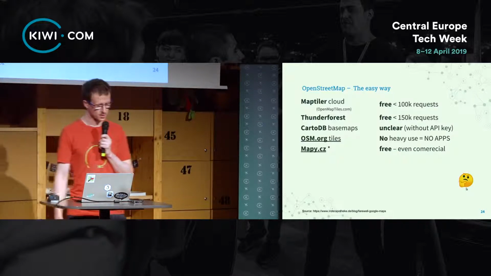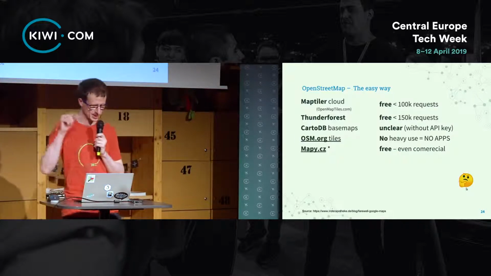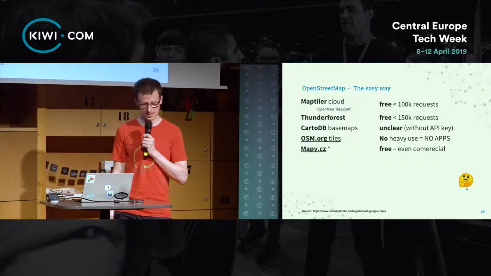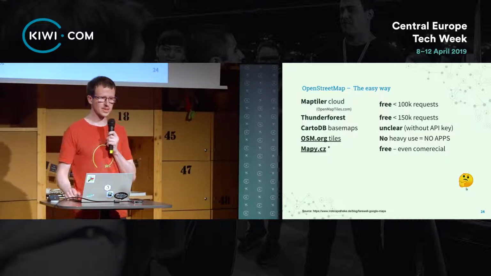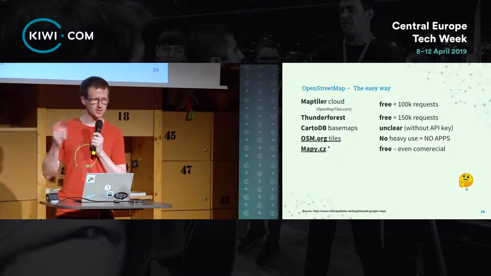And also there is one asterisk, one note: Mapy.cz uses OpenStreetMap all around the world, but not in the Czech Republic and not in Slovakia, just for you to know.